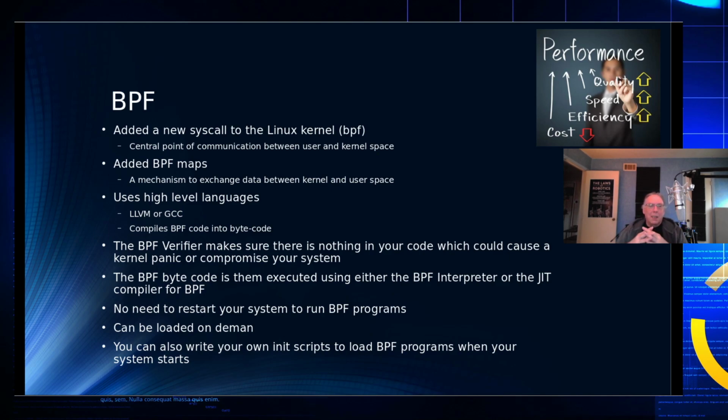So, of course, we talked about the new system call that was added to the Linux kernel called BPF, and that serves as the control point of communication between the user and the kernel space. It also added the BPF maps, and we talked about that. That's the bidirectional mechanism to exchange data. It does use high-level languages. You can use wrappers inside of Python and Go and Ruby, and there's a bunch of others. But the BPF verifier makes sure that nothing in your code would cause the kernel to panic. We don't want that. And then the BPF bytecode is then executed using the interpreter or the JIT.